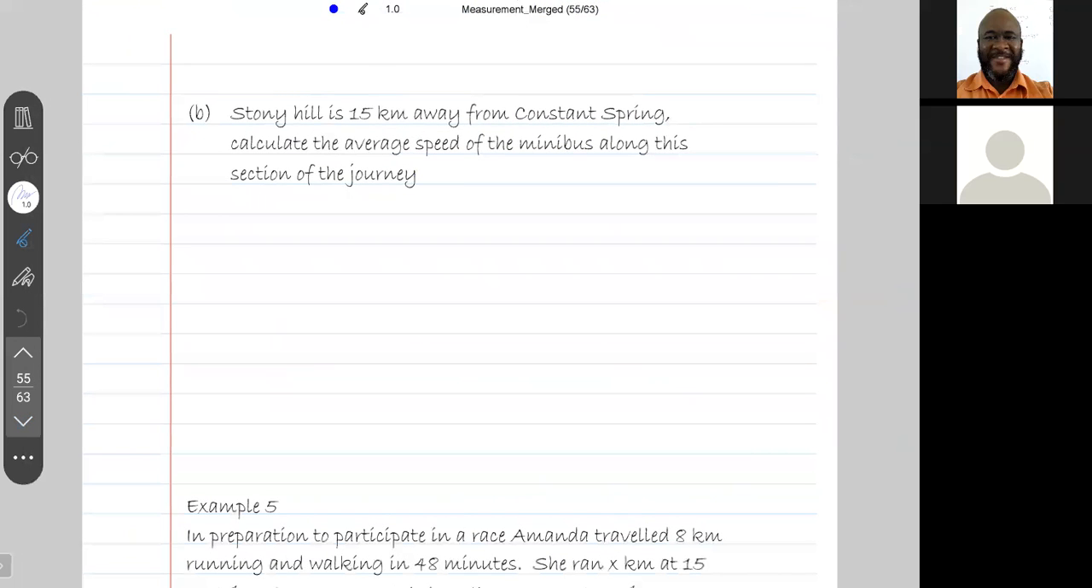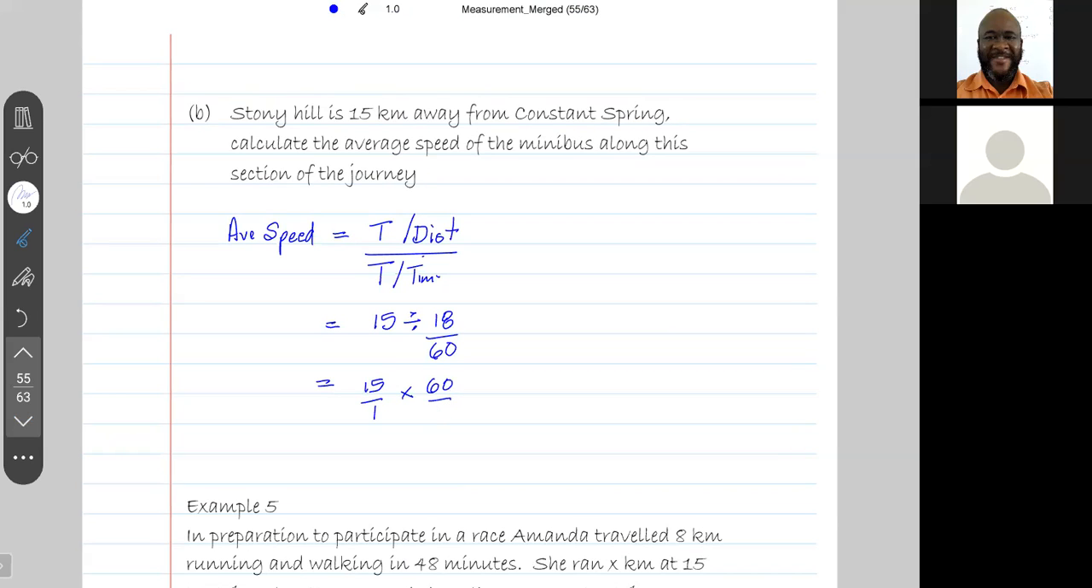Here it is. Stony Hill is 15 kilometers away from Constant Spring. Calculate the average speed of the minibus along this section of the journey. Now, average speed is equal to total distance divided by total time. The distance is 15 kilometers, divided by the time, which is 18 minutes over 60. So remember, if the unit of speed is kilometers, the unit of time must be in hours only. So this is 15 over 1 times 60 over 18. Multiply everything at the top and then divide by 18 to get your answer.